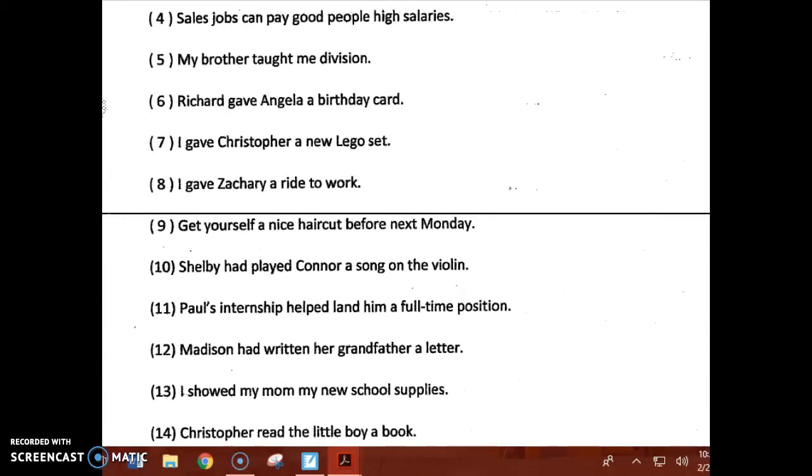Number 6. Richard gave Angela a birthday card. Number 7. I gave Christopher a new Lego set. Number 8. I gave Zachary a ride to work.